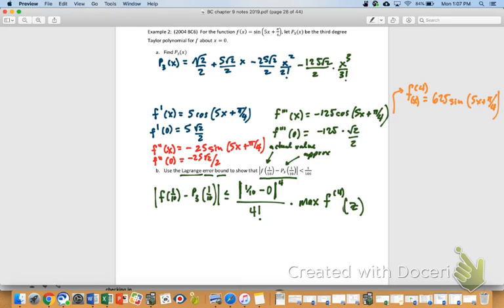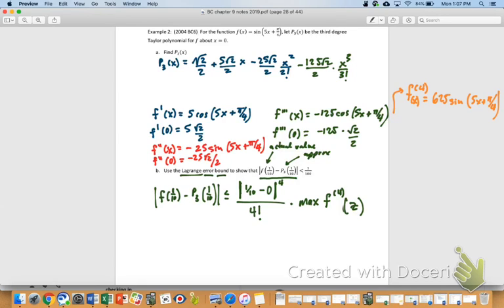Johnny, what do you think? So if it's 1/10 to the fourth, that'd be a very small number, and then it's divided by 4 factorial as well. Could you somehow prove that, because the highest sine could be is going to be 1, right? The sine's always going to be within 0 and 1. So the highest is going to be 1.